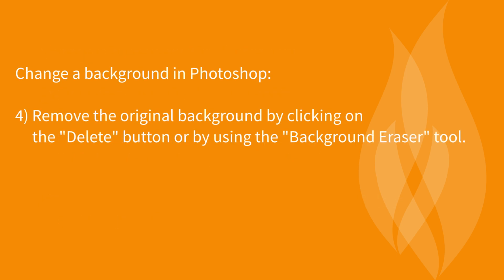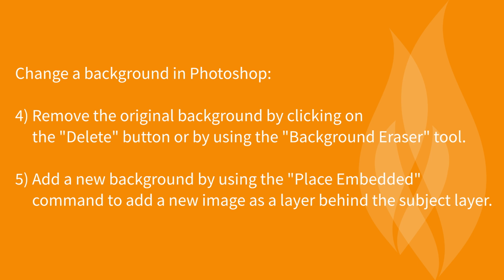Then you're going to remove the original background by clicking the Delete button or using the background eraser. And then finally, you can add a new background by using the Place Embedded command to add a new image as a layer behind the subject layer. Photoshop AI also offers a range of AI-powered features to make image editing faster and easier. There's a sky replacement feature. You can easily replace the sky in your photos with a single click.